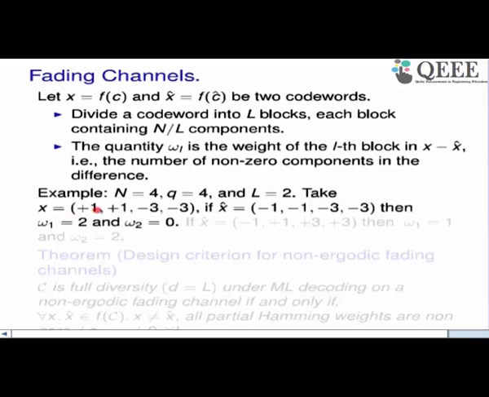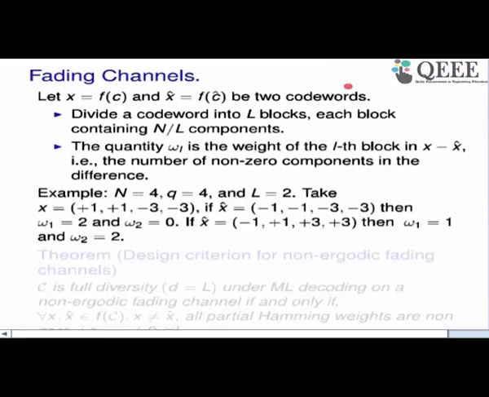So what do you see? The first 2 terms will differ, but the second terms will cancel out. Remember the weight is the number of non-zero components in the difference. So you see the number of non-zero components in the first block is 2, in the second block is 1. Take another example. Take X hat equal to minus 1, plus 3, plus 3. So here you see that the weight W_L, or W1, is 1, because in the first block they differ in one place, but in the second block they differ in both places, so W2 is 2.